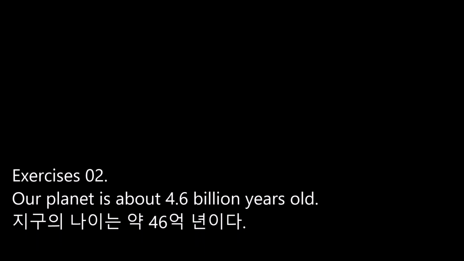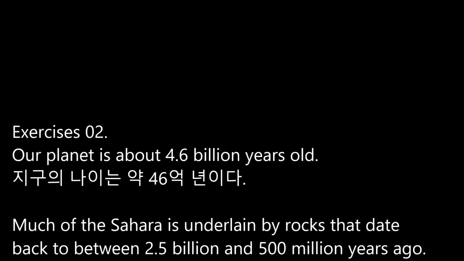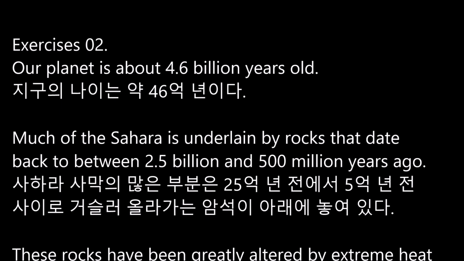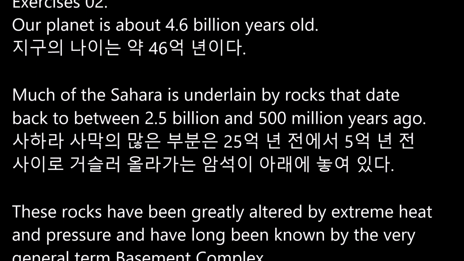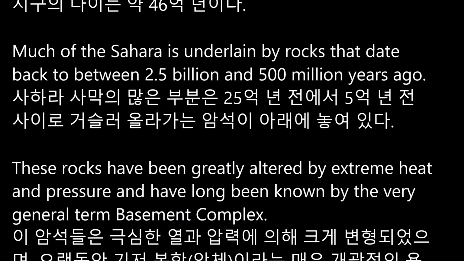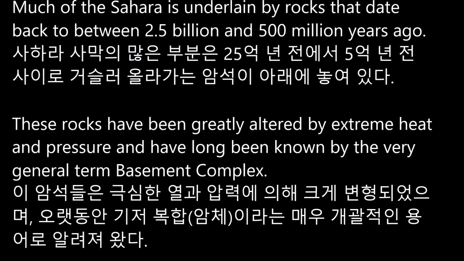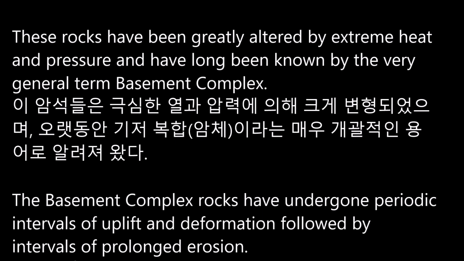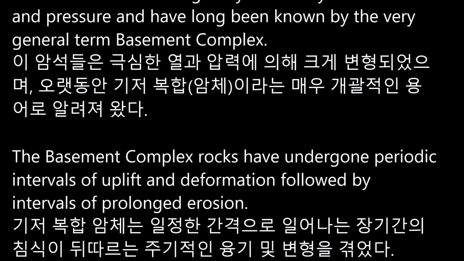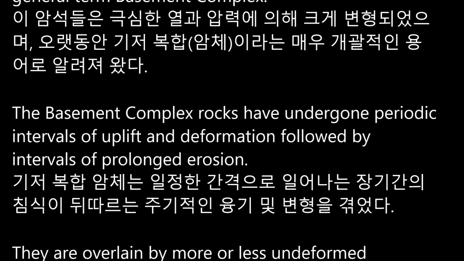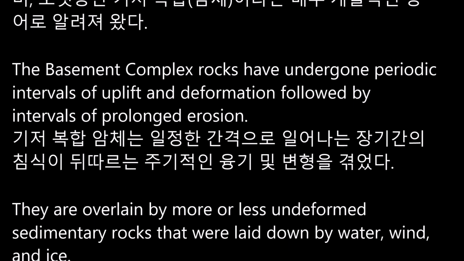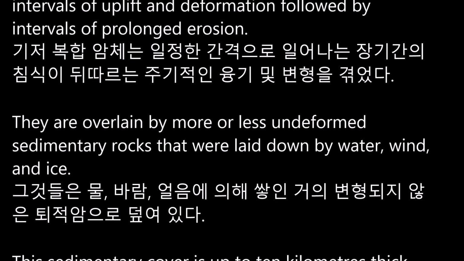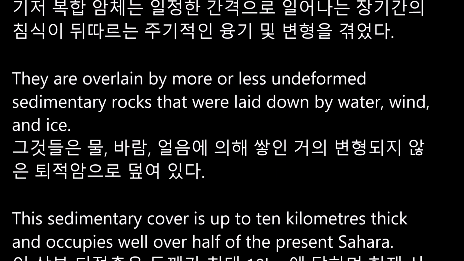Number 2. Our planet is about 4.6 billion years old. Much of the Sahara is underlain by rocks that date back to between 2.5 billion and 500 million years ago. These rocks have been greatly altered by extreme heat and pressure, and have long been known by the very general term basement complex. The basement complex rocks have undergone periodic intervals of uplift and deformation, followed by intervals of prolonged erosion. They are overlain by more or less undeformed sedimentary rocks that were laid down by water, wind, and ice.